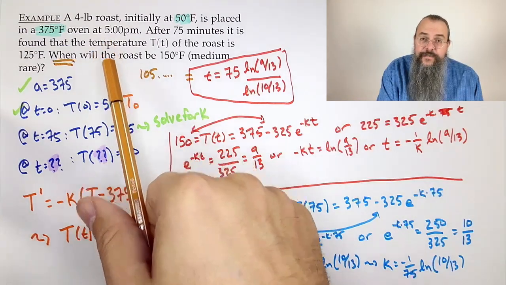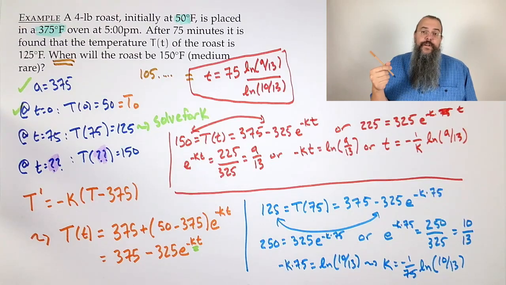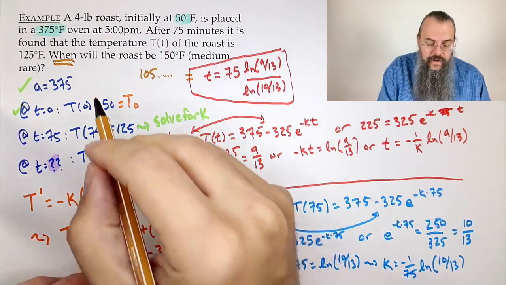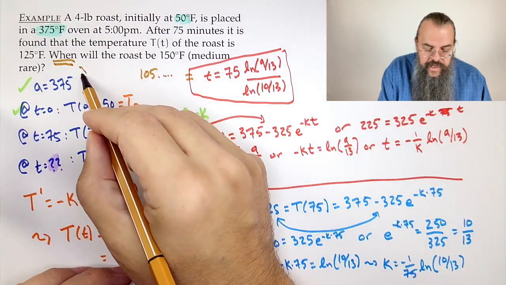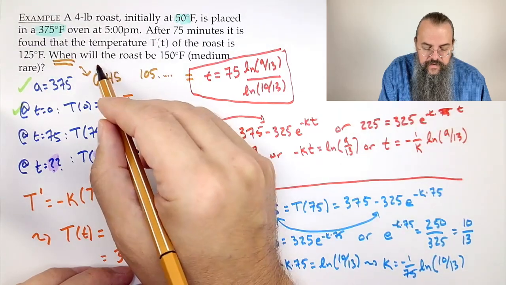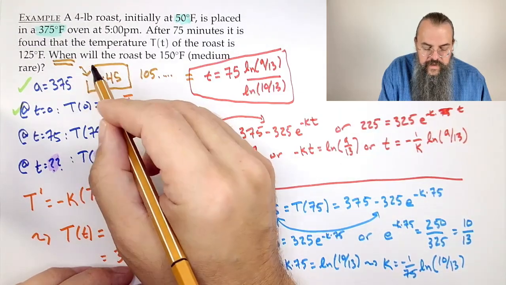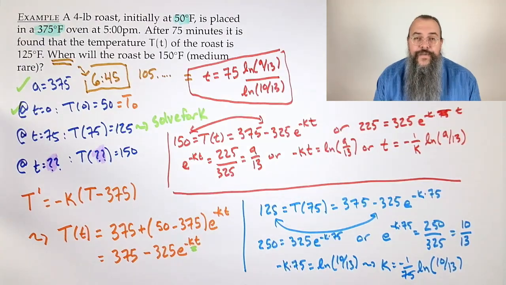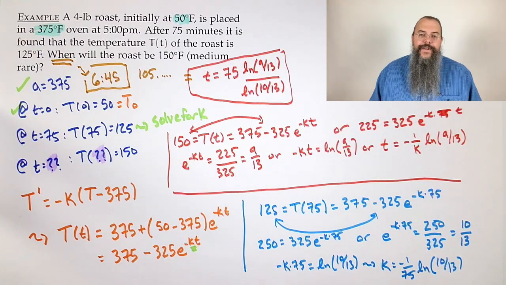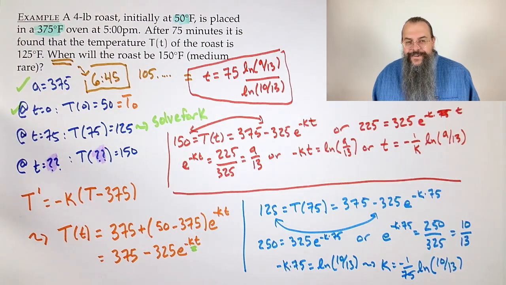Because we start at 5 p.m., 105 minutes will be 60 minutes, which is 1 hour, plus another 45 minutes. So the time we should have it done is at 6:45. So there we go. At 6:45, our roast will be medium rare. And we're done.